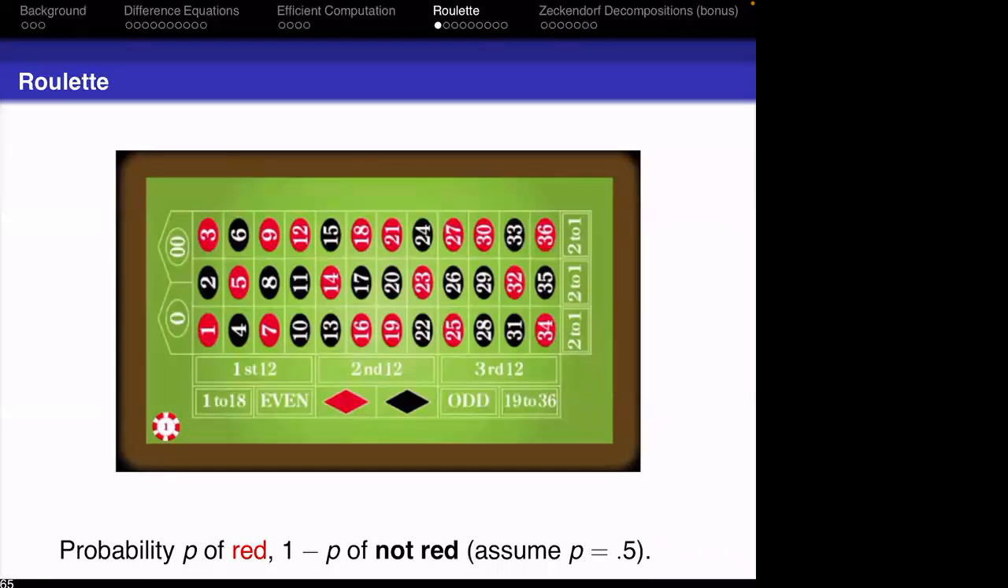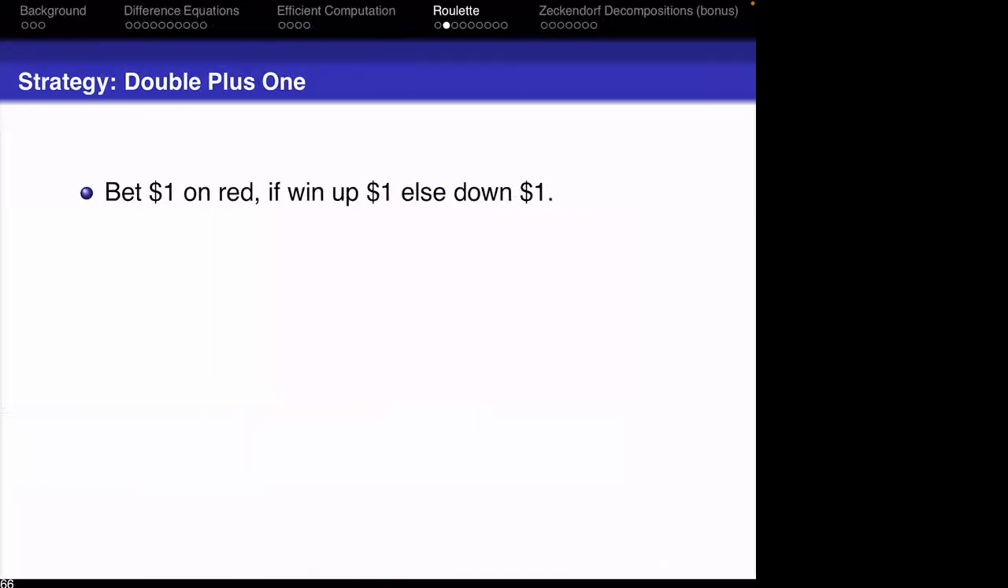And so that little bit less than a half is going to greatly help Vegas. If you want, we could assume a nice world where Vegas decides that they don't want the advantage of the greens and we'll make it exactly a half. So we will assume that you have a 50-50 chance. And now here's a strategy that a lot of people use. It's called double plus 1. And the way it works is the following. You bet $1 on red.